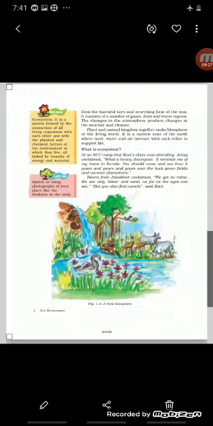Glossary means the meaning of ecosystem. Look at the left side of the page. Ecosystem is a system formed by all the interaction of all living organisms with each other and with the physical and chemical factors of the environment in which they live, linked by transfer of energy and material. Okay, ecosystem means a system formed by the interaction of all living organisms with each other.